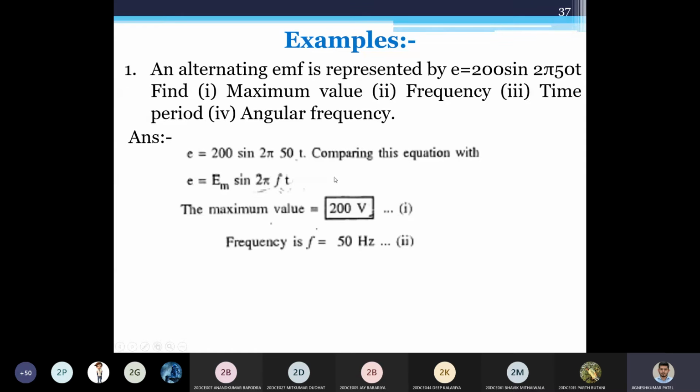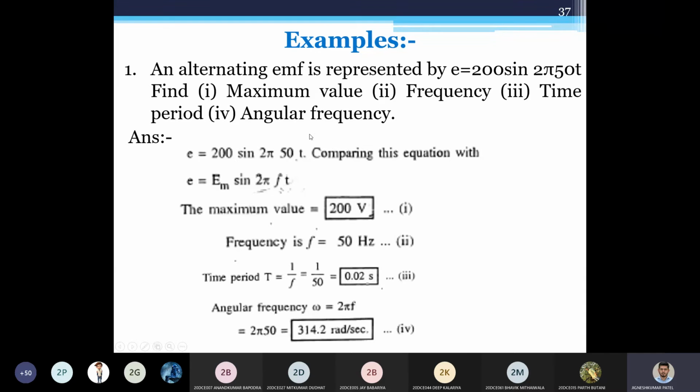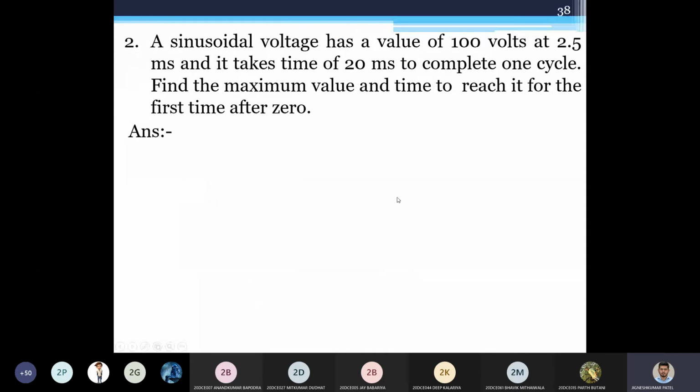Now we want to calculate the time period. We know that 50 hertz is the frequency, and time period is 1 upon f. So 1 by 50 would be my time period, that is 0.02 second, or you can say 20 millisecond. And once you get that, you can get your angular frequency, that is 2 pi f, that is 314.2 radian per second. This is how you can calculate this example. We are just putting values in the equation that we already have. Same way, you can do the other examples.